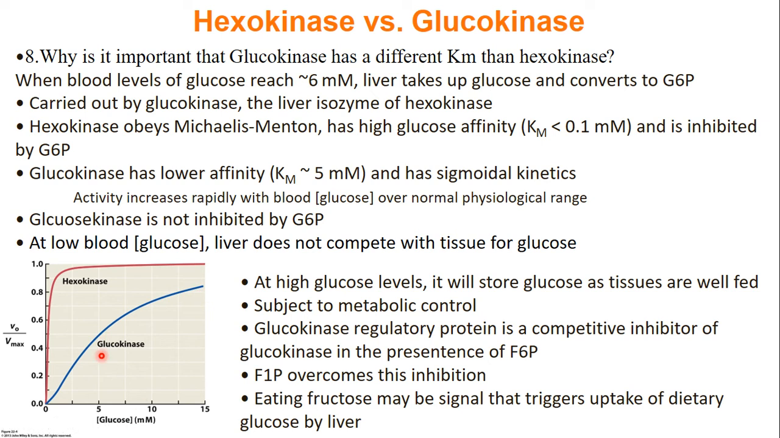The more glucose we have, the faster this is, the closer to Vmax it is. And so the liver will start taking glucose out of the bloodstream and start forming glycogen, which is good because we want to store it. So that's why it's important that we have glucokinase in the liver instead of hexokinase.